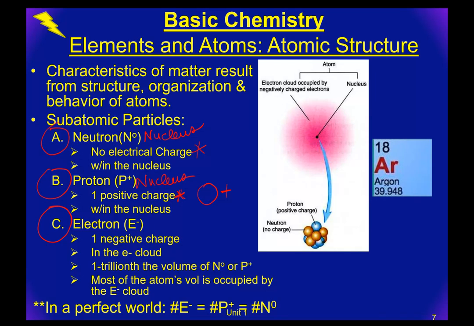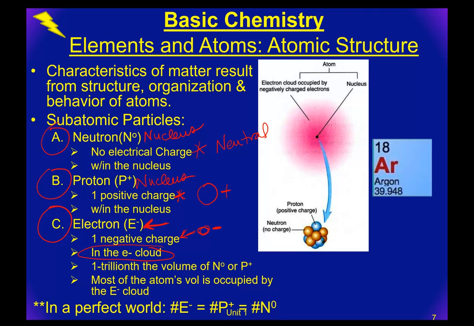Now, the electrons. The electrons are, oddly enough, in the electron cloud. That's where we find them. And unlike our proton that's positive or our neutron that's neutral, our electron has 1 negative charge per electron. So if you've got an electron, you've got a negative charge associated with it.